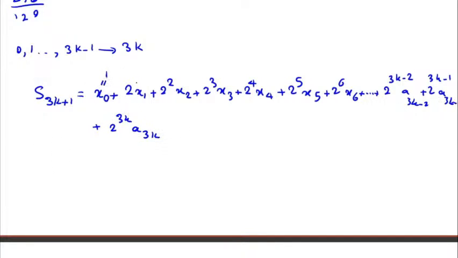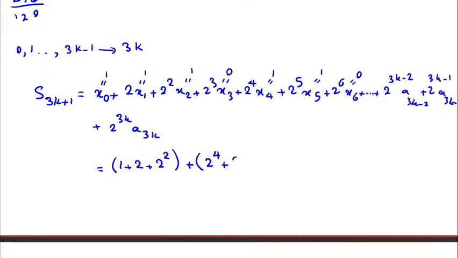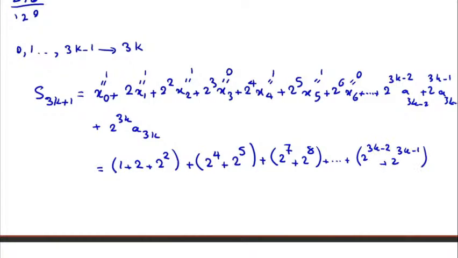Now if we calculate, we know x0 is 1, it is 1, it is 1, it is 0, it is 1, it is 1, it is 0 again. And then if we want to calculate s3k plus 1 first, it will be 1 plus 2 squared, then plus 2 to the 4 plus 2 to the 5, then plus 2 to the 7 plus 2 to the 8. Let me write first, at the end, we write plus 2 to the 3k minus 2 plus 2 to the 3k minus 1, by induction. Sorry, it's not a, it's x.